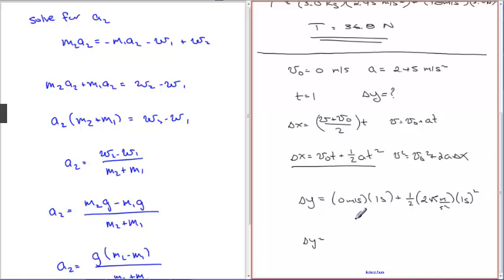And so we have 0.5 times 2.45 times 1, which is 1.22 meters. Probably round up to 1.23 meters.